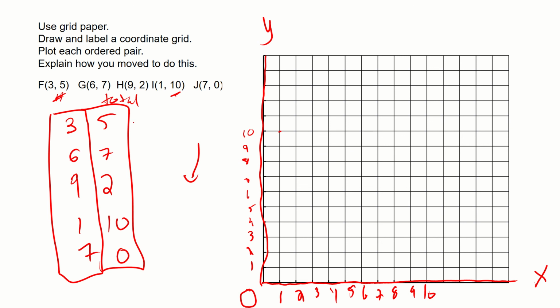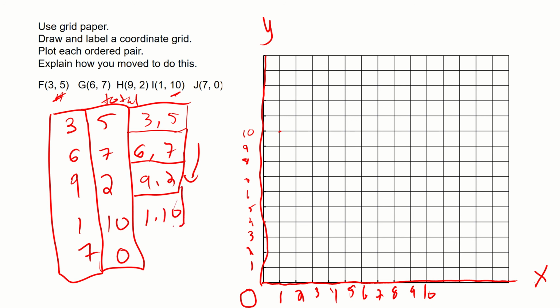Well, what this would be an example of, 3 and 5, is the ordered pair of this example, okay? This would be an ordered pair, okay? This would be the ordered pair. This would be the ordered pair, and that would be the ordered pair. So now, okay, and we're actually going to label it, sorry, F, G, H, I, and J. So now what we can do, guys, is we can plot these on the coordinate grid. So we're going to first locate.